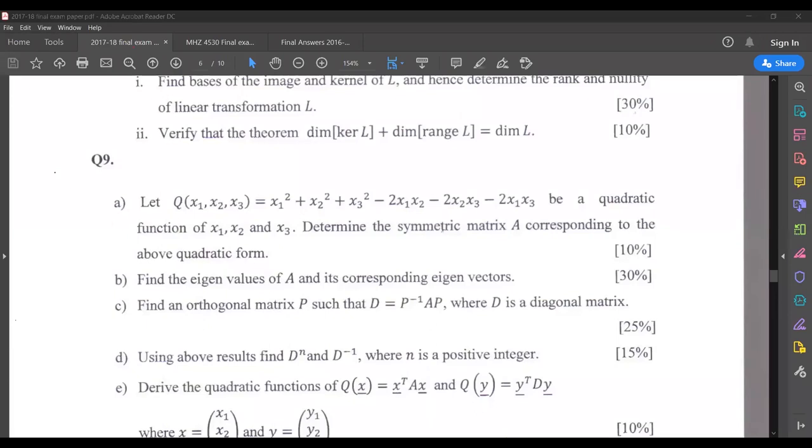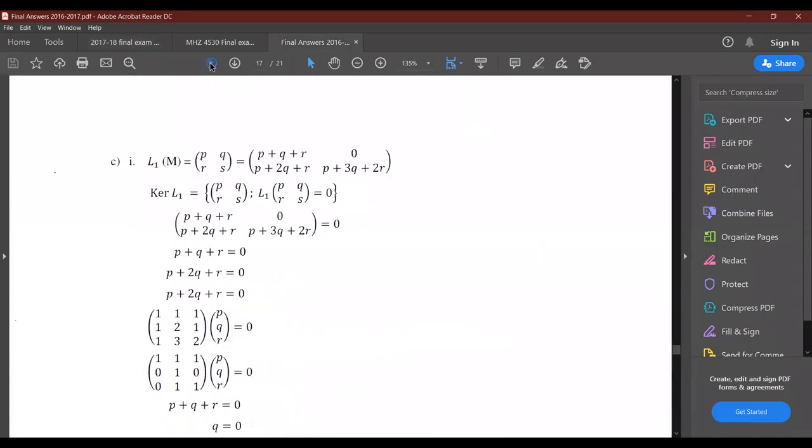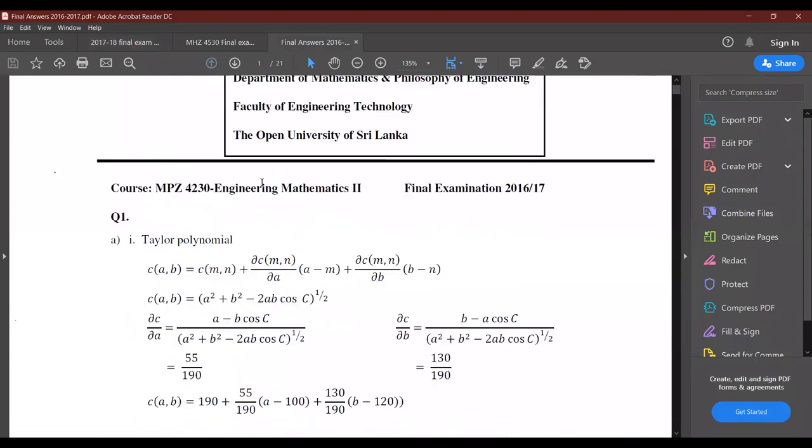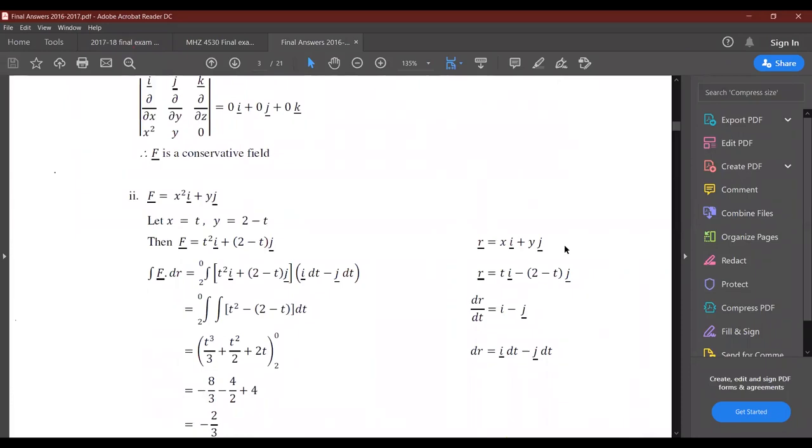I have a doubt in 2016-17 first part, question part C. Is it possible to take a few minutes to explain that part? Let's see what the question is. Anyone, any other doubts? So question C, yes, what is the doubt in that?